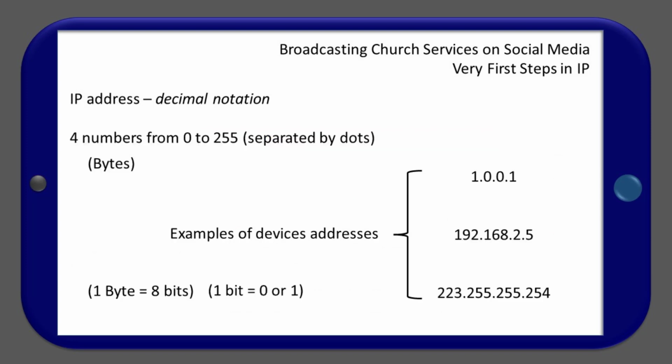An IP address is made of 4 numbers, from 0 to 255, separated by 3 dots. Those numbers are the decimal value of a binary number, a byte. A byte is made of 8 bits. We have 3 addresses example here.